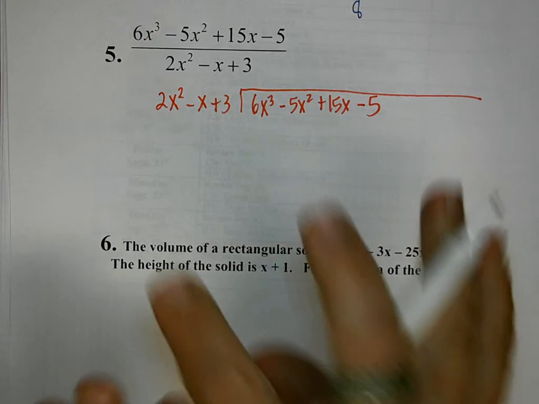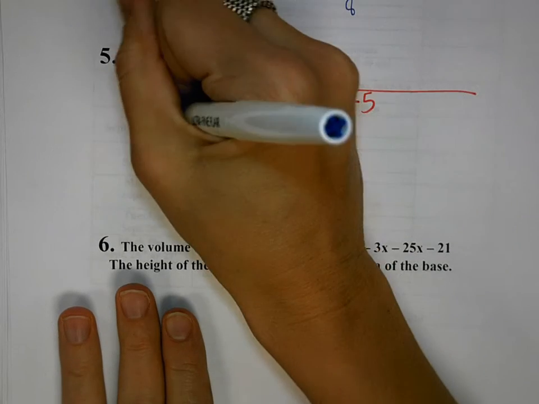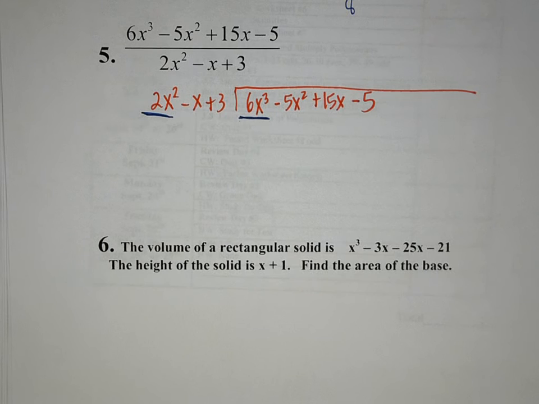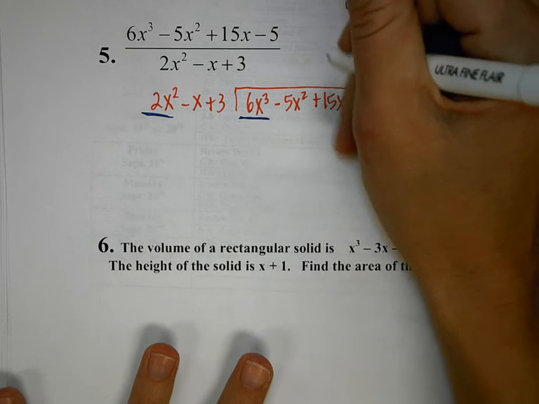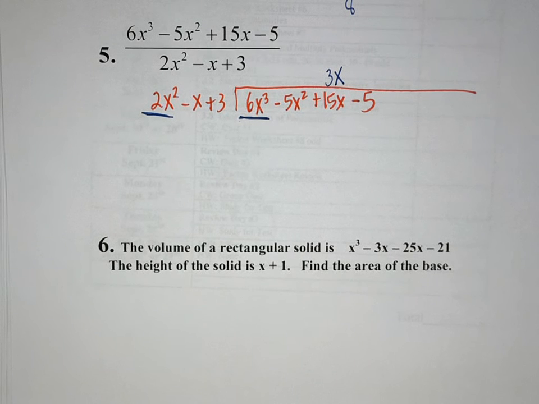So, even though there's 3 terms here, it's nothing different than what we've already done. You're just looking at your first 2 terms again. So 2x squared times what will make 6x cubed? 3x. Where am I going to line it up? Very good, with the 15x, because it's a plain x. So that's where my 3x is going to be.